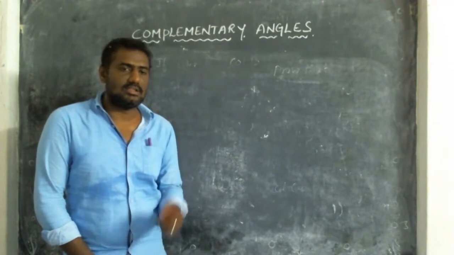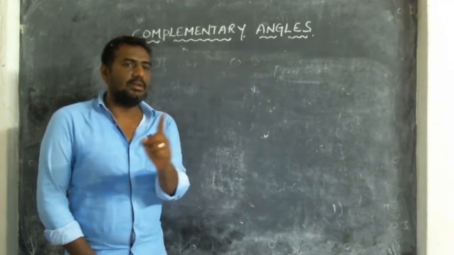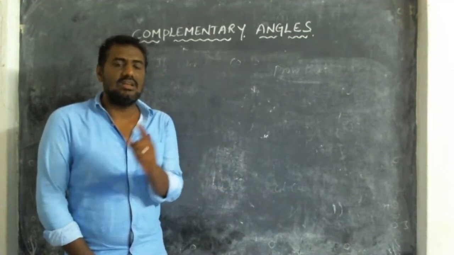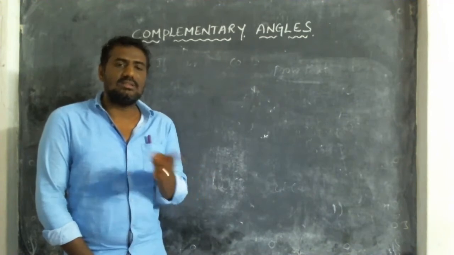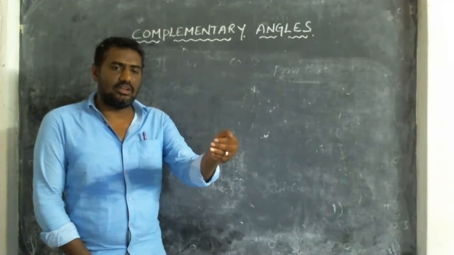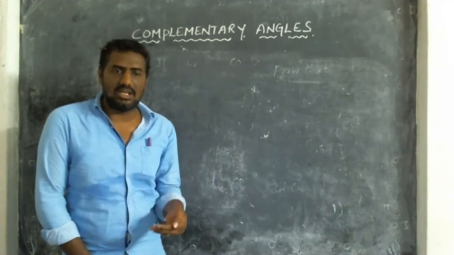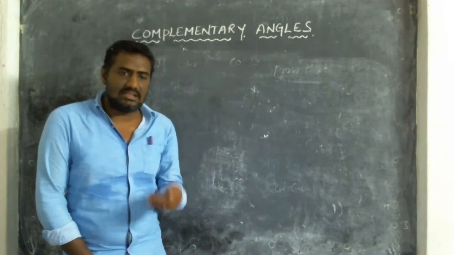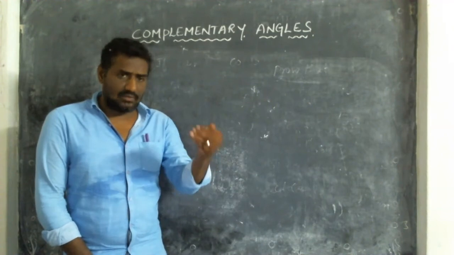Complementary angle means sum of the two angle is 90. If one angle is theta, complement of the theta is 90 minus theta. X means 90 minus x. 40 means 90 minus 40. First, we have to convert the angle. Suppose there 40 is there, we write 90 minus 40. There theta is there, we write 90 minus theta. There x is there, we write 90 minus x. Suppose there 90 minus x is there, we write x. First, we'll convert the angle.